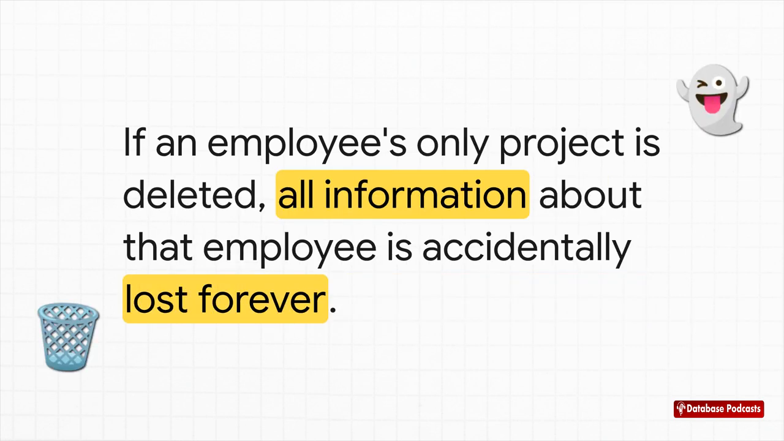And finally, we have the deletion anomaly. What happens if an employee is only working on one project and that project gets canceled? Well, when we delete that project row to clean things up, we don't just lose the assignment info, we lose the employee's name and their hourly rate too. Poof, they're gone. Their entire existence in this part of the database just vanishes.